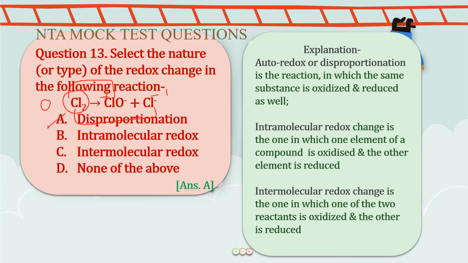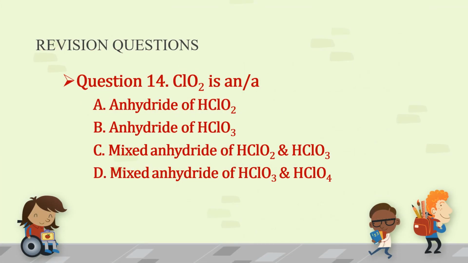But you should have an understanding of what we mean by intramolecular redox reaction and intermolecular redox reaction as well. The intramolecular redox change is the one in which one element of a compound is oxidized and the other element is reduced. Whereas in the intermolecular redox reaction, we will have two reactants. One of the reactants will get oxidized and the other will get reduced. But this is going to be a disproportionation reaction.